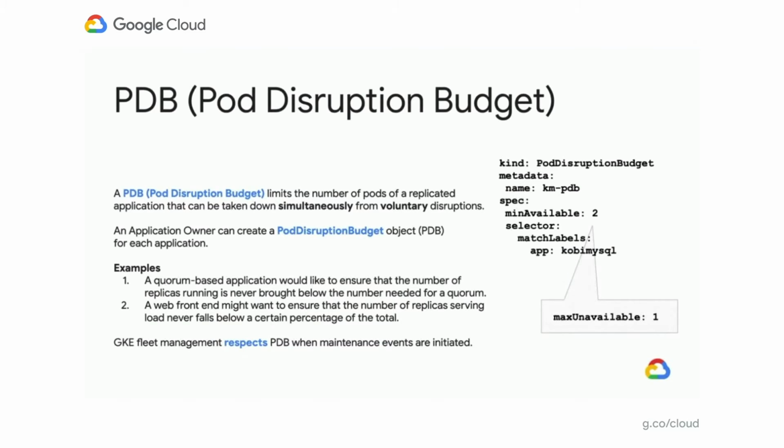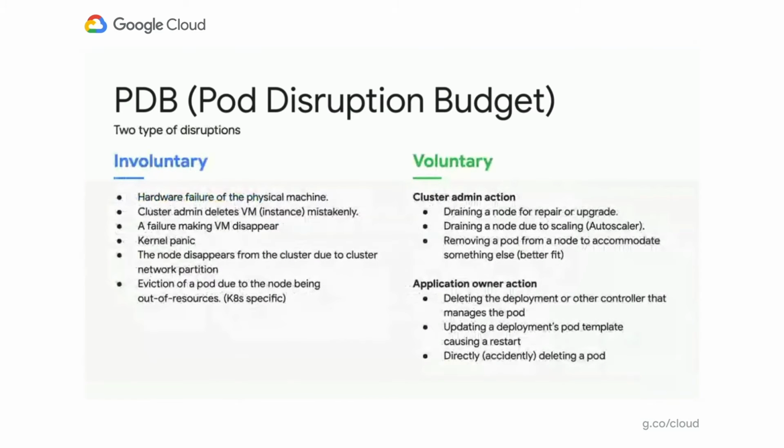GKE respects PDB up to 60 minutes and also termination grace period up to 60 minutes. So that's 2 hours in total. As I mentioned, PDB covers voluntary events like upgrades or repair. As you can imagine, if there is a failure of the physical machine, for example, PDB clearly won't be able to mitigate that.